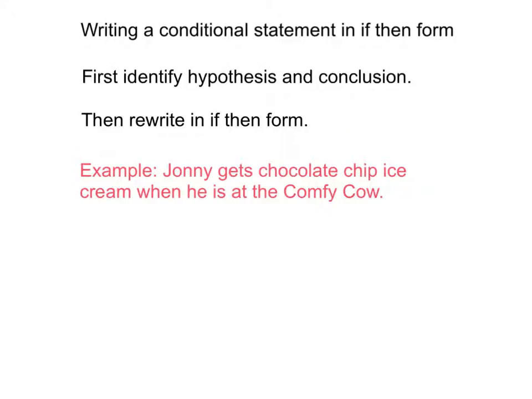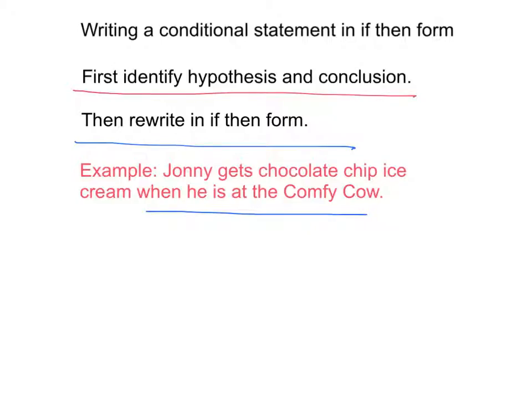We're going to look at how to write a conditional statement in an if-then form. First, you have to identify the hypothesis and the conclusion, and then you rewrite it in if-then form. So look at the example below. Johnny gets ice cream when he is at the Comfy Cow. So the hypothesis would be when Johnny is at the Comfy Cow, because you're hypothesizing or assuming that he is at the Comfy Cow, then for your conclusion, he gets chocolate chip ice cream.